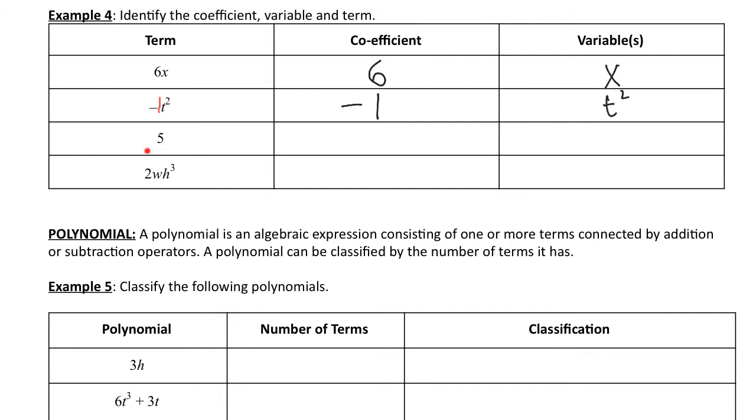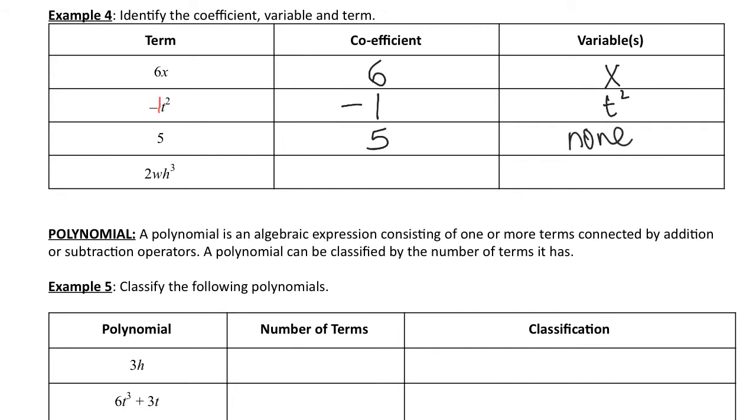Our next term is 5. It looks a little bit different because this time it's just a number. There are no letters attached to it. And that's okay. An algebraic term doesn't always have to have letters. I know we associate algebra with having missing unknown letters, but you don't have to have letters all the time. So in this term, there is only a coefficient of 5. There are no variables. So I'm just going to write none.